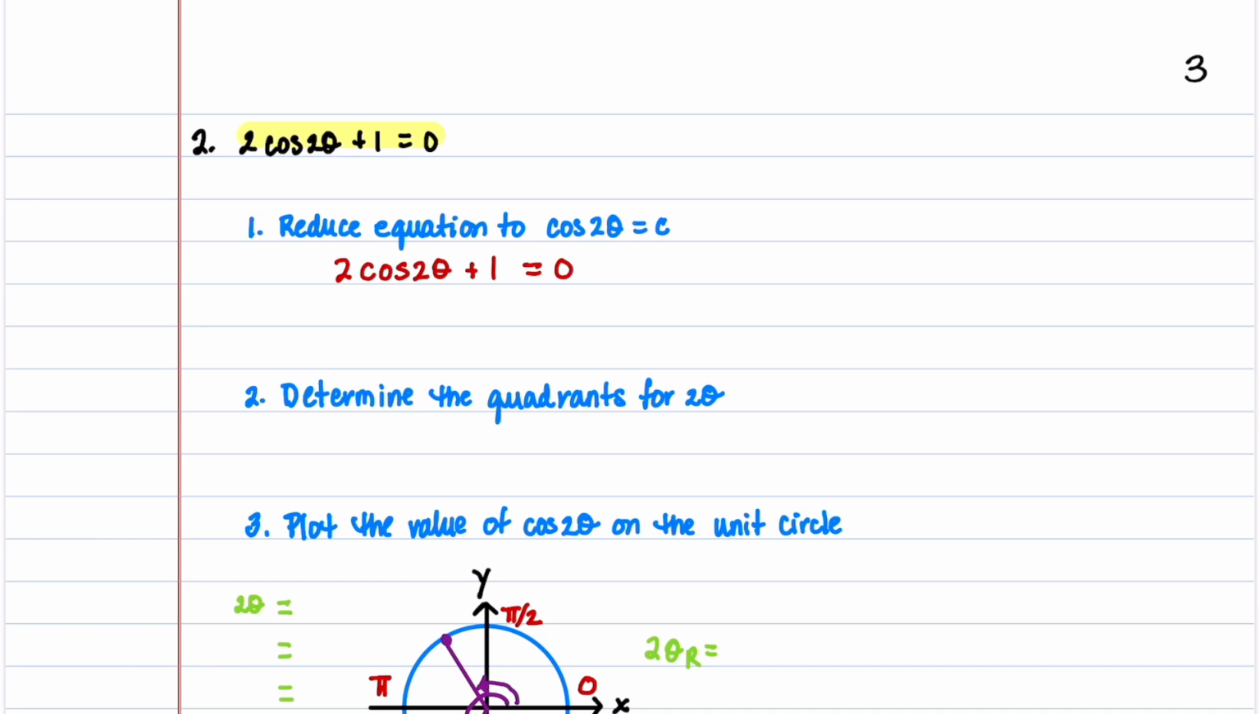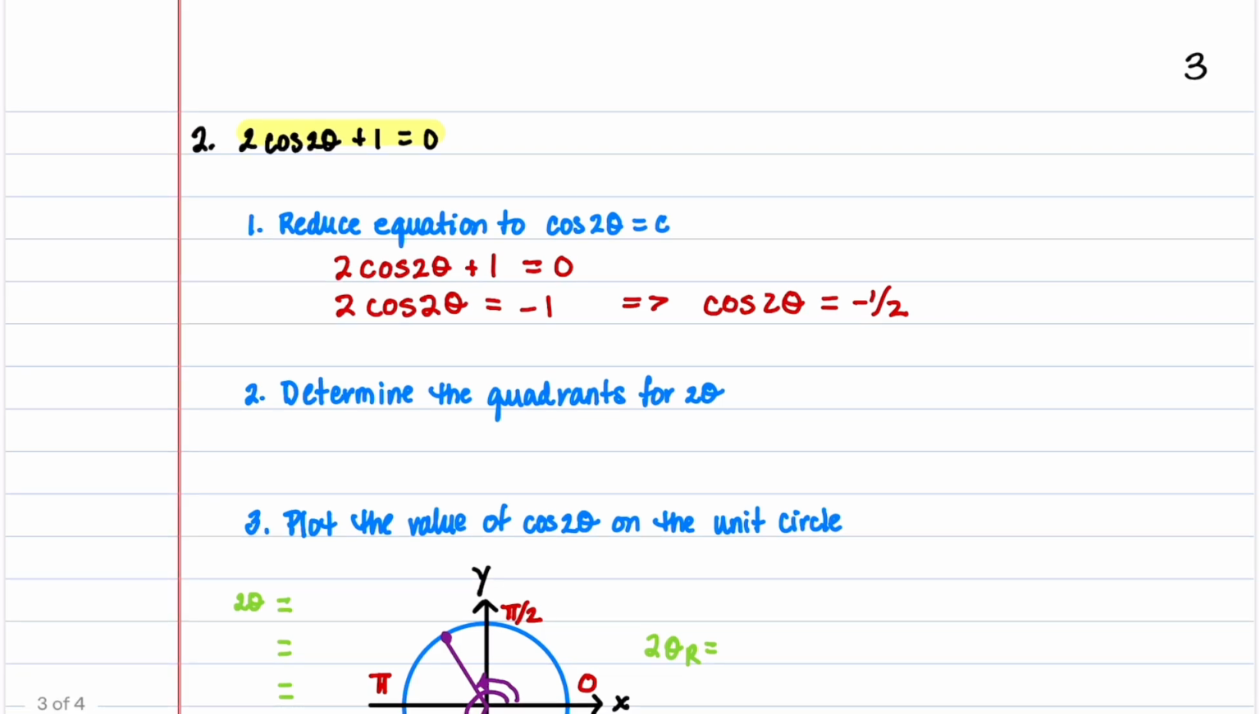We'll take the 1 to the right-hand side. So we get 2 cosine 2 theta is equal to minus 1. Dividing both sides by 2 gives us cosine 2 theta is equal to minus 1/2. This tells us that 2 theta is the arc cosine of minus 1/2.